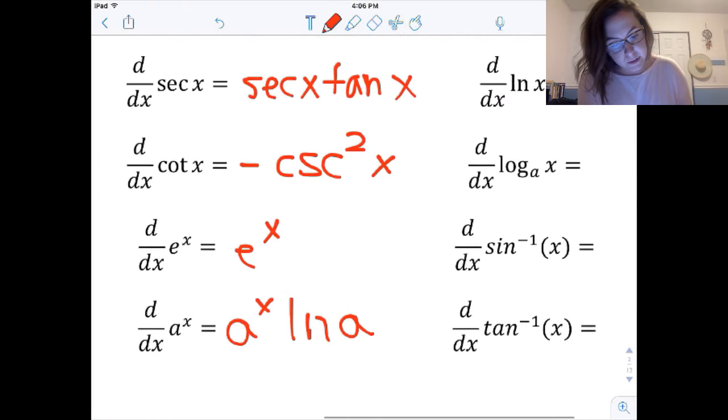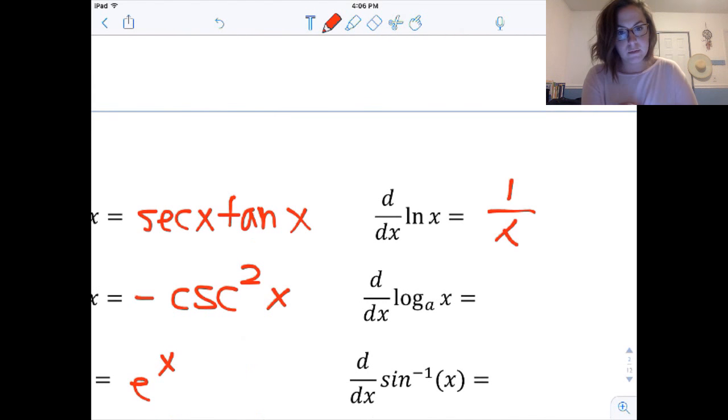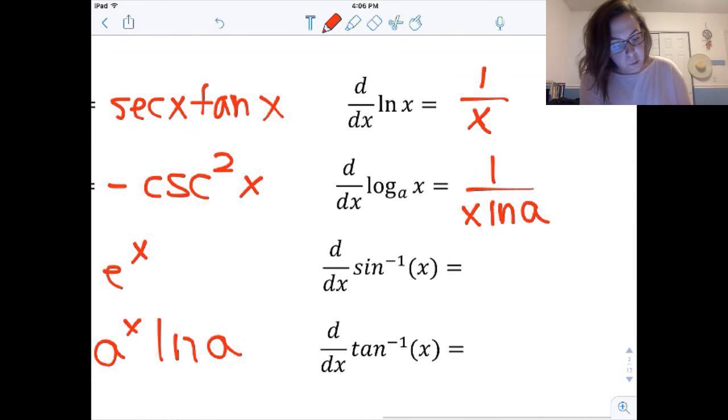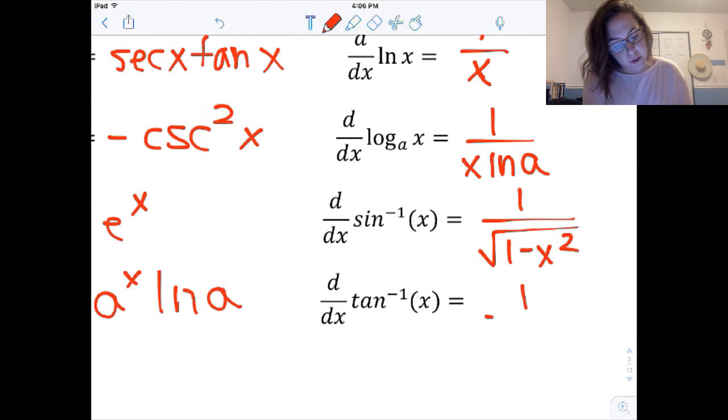Ln of x is 1 over x. Okay, ln of x is 1 over x. We use that a lot when we integrate. Log base a of x is 1 over x ln a. Again, doesn't come up a ton, but it could. Sine inverse, 1 over the square root of 1 minus x squared. And tan inverse is 1 over 1 plus x squared.